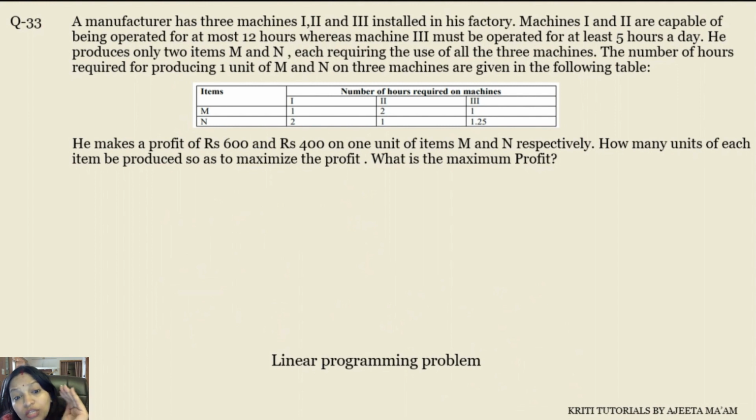You have to run it that much in a day. And they are going to produce 2 items M and N, each requiring the use of all the 3 machines. Now you have to find the number of hours for producing 1 unit, which they have given below. What do you have to find? You have to maximize the profit. And how much profit is being made? He is getting a profit of 600 and 400 on 1 unit of items M and N. Correct. It's a simple question, very simple. They have already given the table, so we don't need to make any table for our reference.